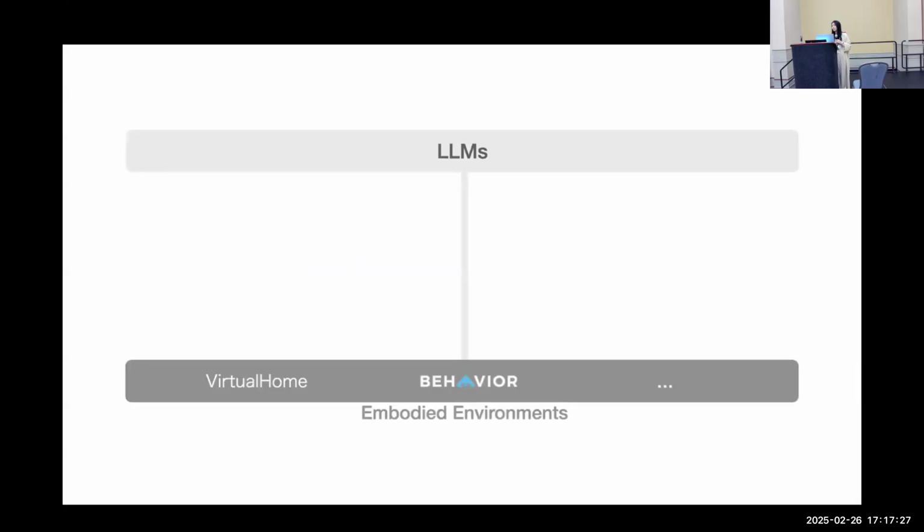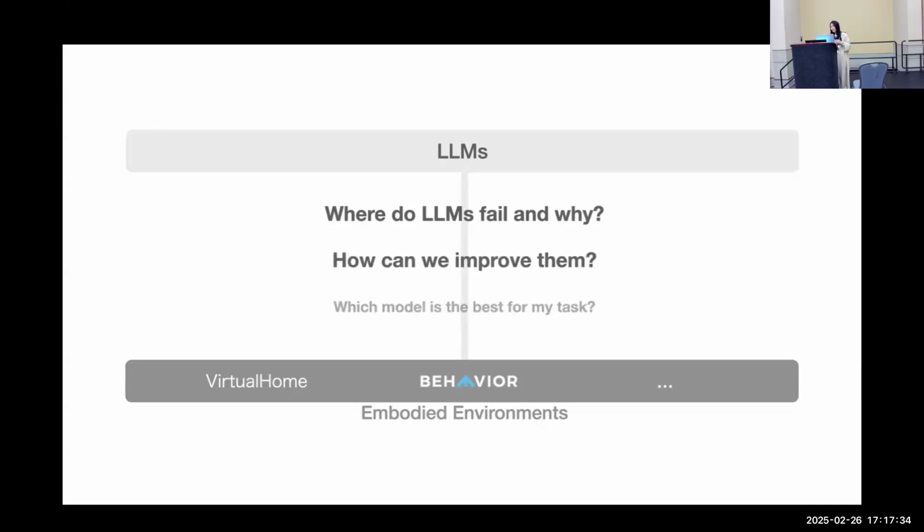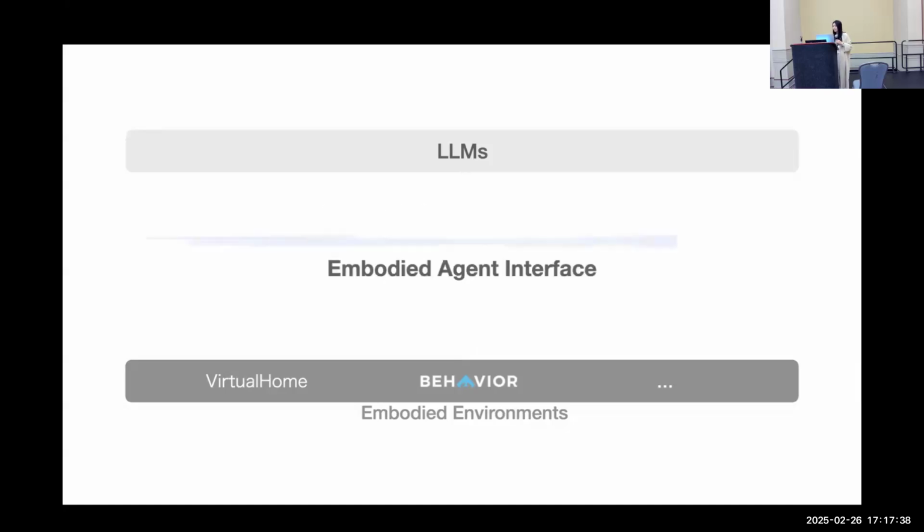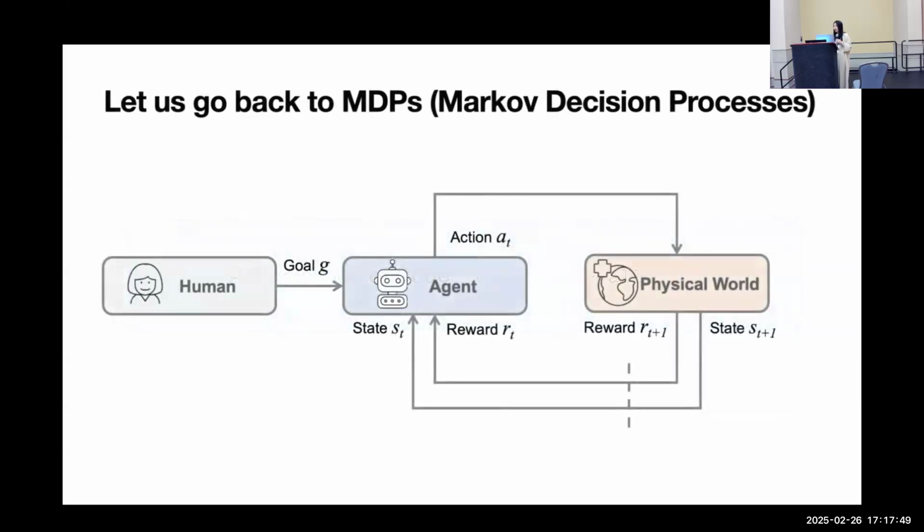So we actually want to have standardization so we can recognize where the large language model fails and why, and whether we can improve them, or when we have a specific task, which model should be the best for our task. So we try to have a standard embodied agent interface. And for this interface, we spent a lot of effort to make it a single line of code to run. So you are welcome to try it.